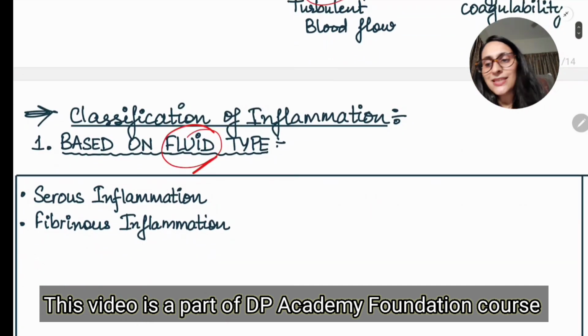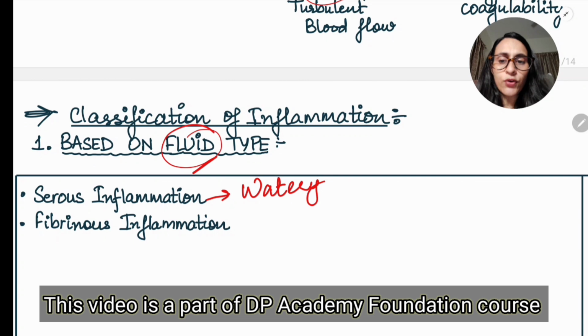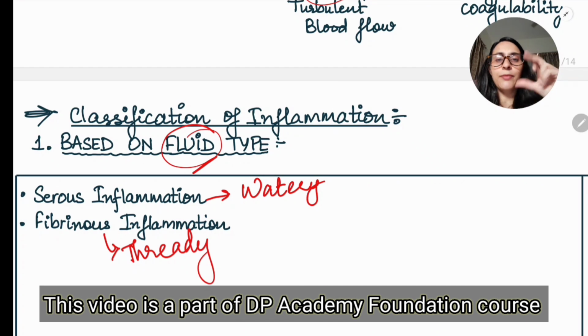That is serous inflammation. In this inflammation, the fluid that is released is a watery fluid. Fibrinous inflammation, as the name suggests, the fluid is going to be fibrous type, thready or stringy type. If you have done any complete denture patient, you have seen fibrinous saliva or serous saliva. These are the types of saliva we also study in prosthodontics and the complete denture section.